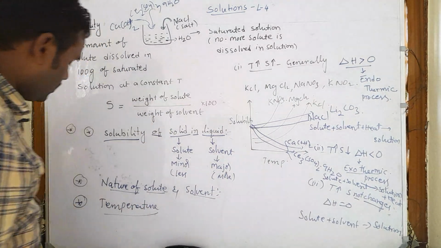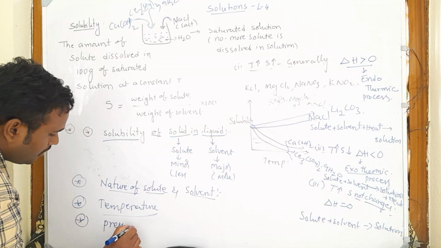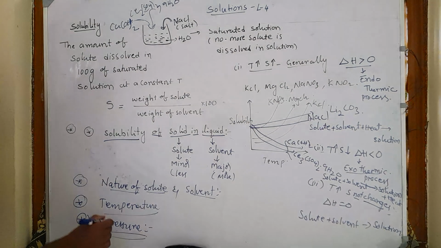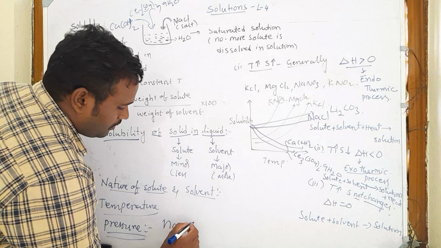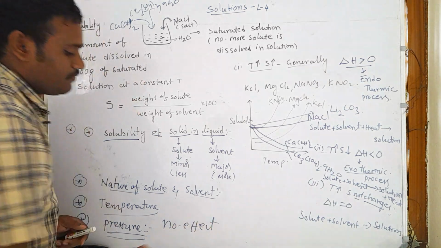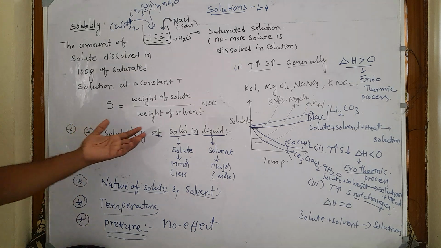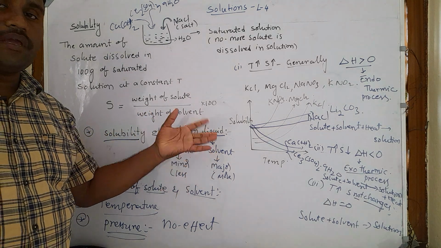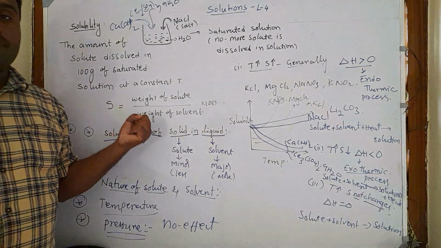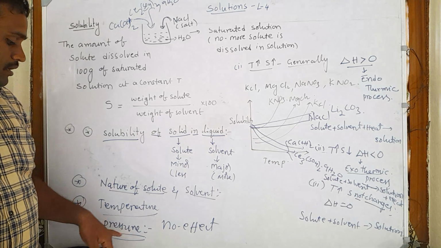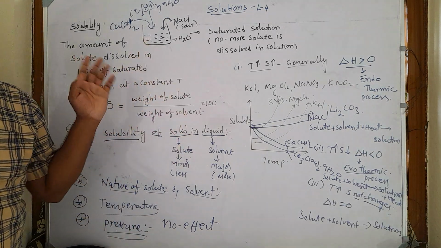And next, another factor, that is pressure. Pressure has no effect on the solubility. Why? Because solids and liquids are incompressible. We cannot reduce the size of a solid or liquid by applying pressure. That's why there is no effect of pressure on the solubility of a solid in a liquid.